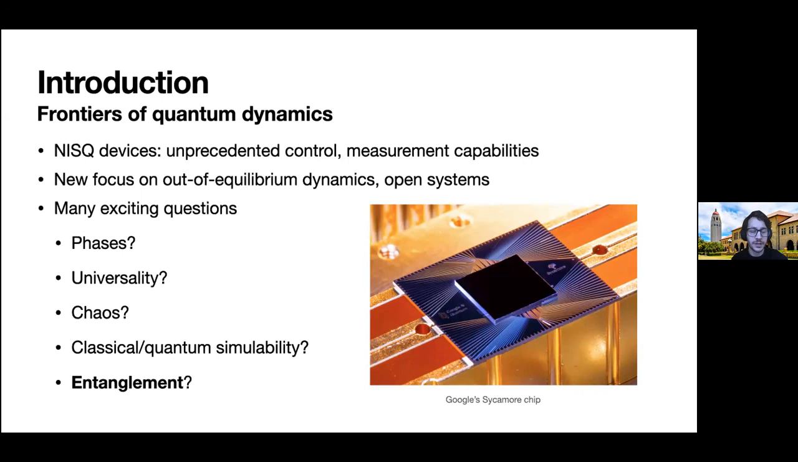And these include translating concepts from familiar equilibrium quantum mechanics, such as phases and universality, into these out of equilibrium or open system settings, as well as investigating the foundations of quantum thermodynamics and the onset of quantum chaos, this range of questions about the simulability of quantum evolutions with either quantum systems or classical computers, which gets to questions of complexity and quantum advantage. And a common thread through most of these questions is quantum entanglement, which is itself becoming an observable quantity thanks to these technological developments.